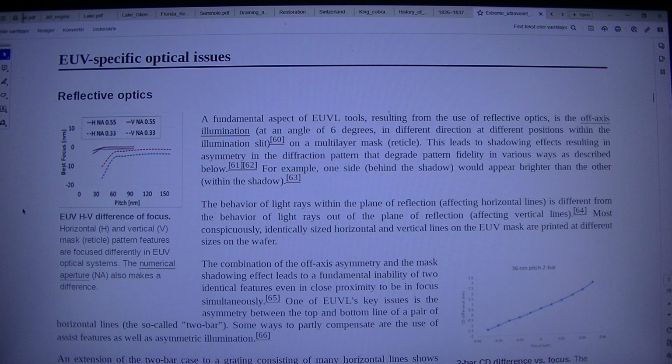A fundamental aspect of EUVL tools, resulting from the use of reflective optics, is the off-axis illumination, at an angle of 6 degrees, in different directions at different positions within the illumination slit, 60, on a multilayer mask, reticle. This leads to shadowing effects resulting in asymmetry in the diffraction pattern that degrade pattern fidelity in various ways as described below. 61, 62. For example, one side, behind the shadow, would appear brighter than the other, within the shadow.